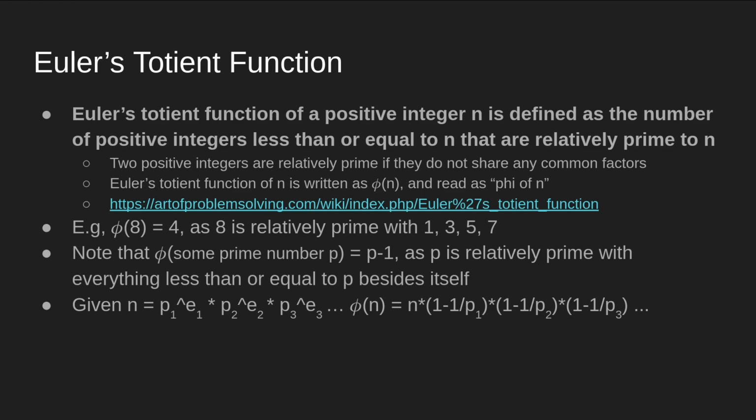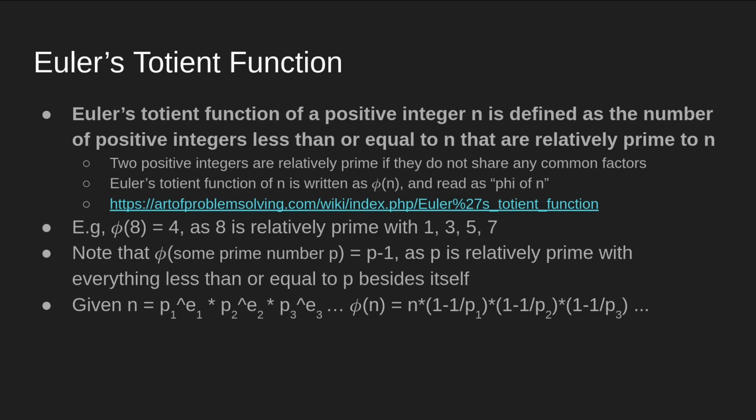A thing to notice is that φ(p) for any prime number p is just 1 less than that prime, since any prime is relatively prime with everything less than it. A number cannot be relatively prime with itself since it shares itself as a common factor. So it's just p minus 1. That's something that will be useful when Trevor starts talking about RSA.